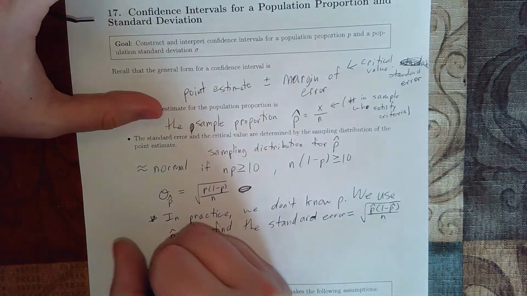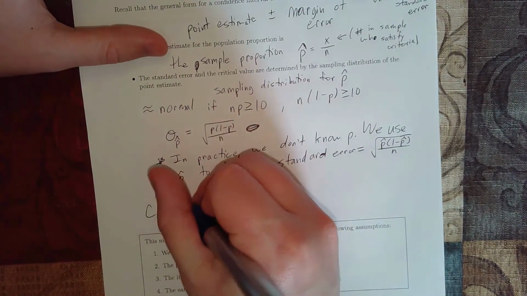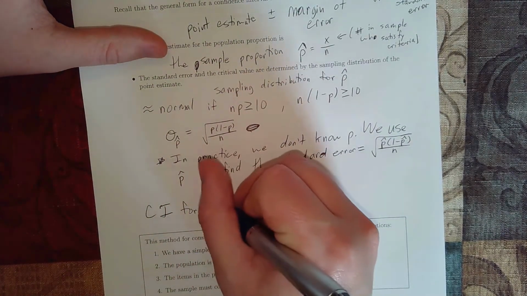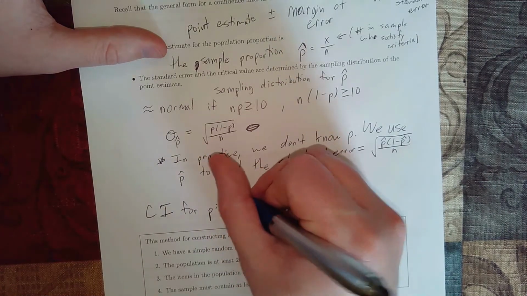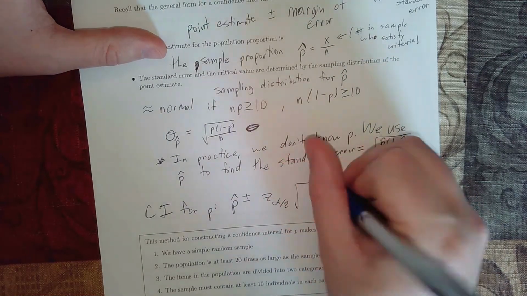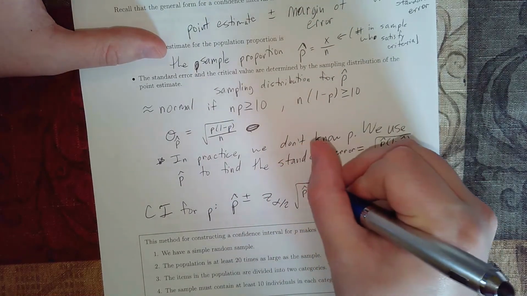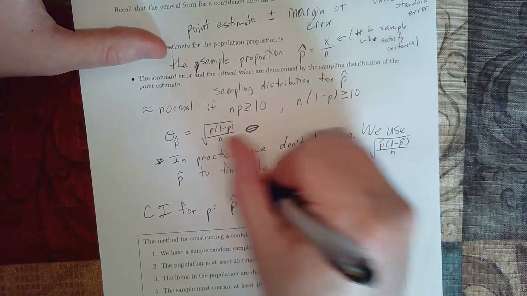And so then our confidence interval for p is going to be p hat plus or minus z sub alpha over 2 times the square root of p hat times 1 minus p hat over n.